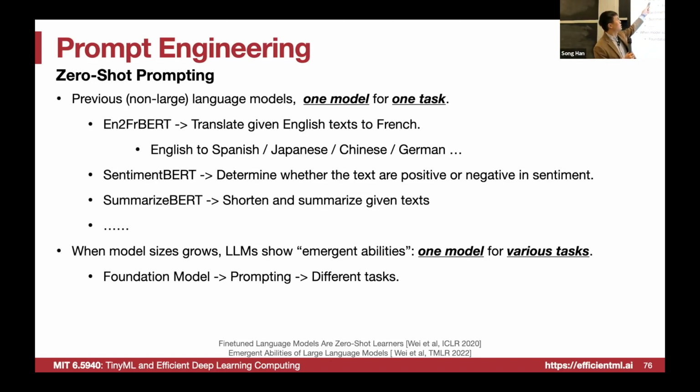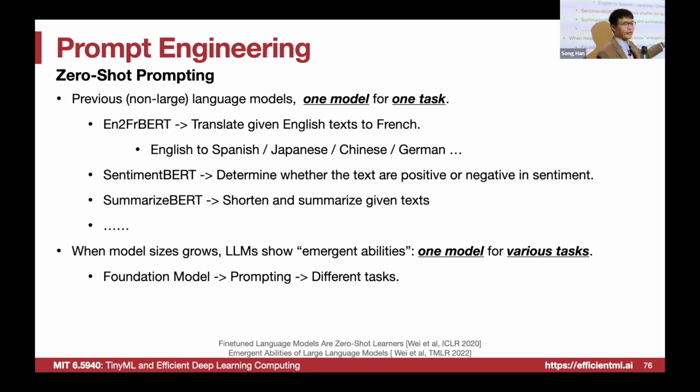Like this English to French model will translate from English text to French. You may need other models to translate English to Spanish, to Japanese, Chinese, German, etc. One task, one model. You have sentiment BERT to determine whether the text is positive or negative in sentiment. And you need summarize BERT to shorten and summarize a given input. This is very complicated.